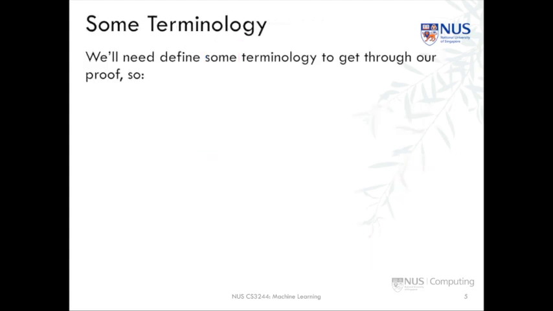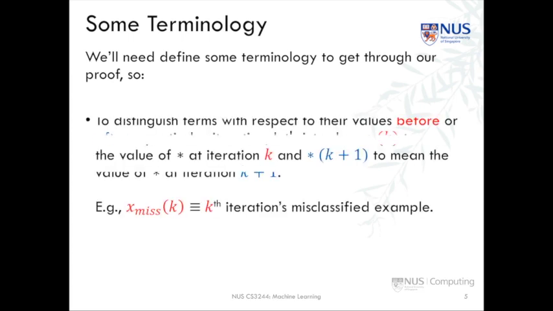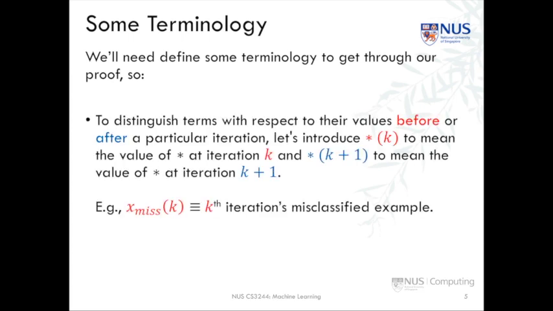And to do that, we're going to start with some terminology to help us get through our proof. So to distinguish the values before and after, we're going to use this new notation of k and k plus 1. So for example, before we had written something like this: theta prime equals theta plus yi xi, which is the misclassified example.